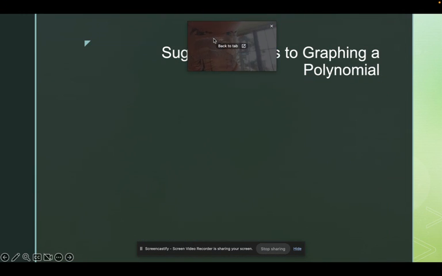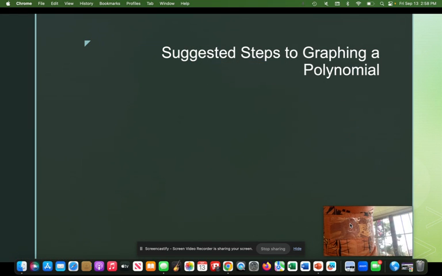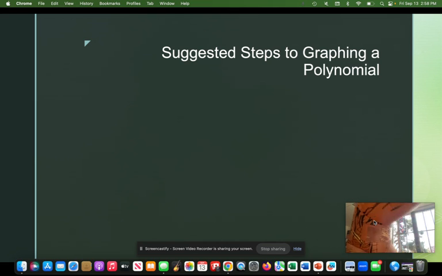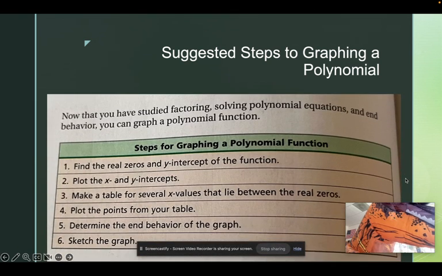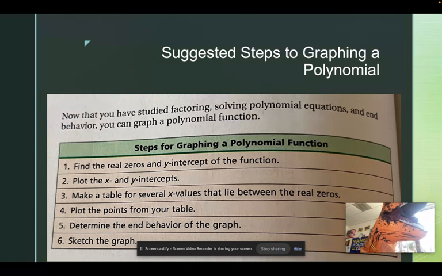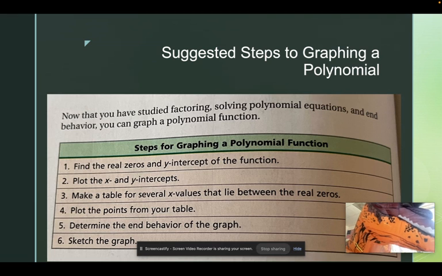Okay, so let me move myself again. Okay, so some suggested steps to graphing are these. If you want to just follow the steps, maybe go ahead and pause it. But these are the general steps you want to try taking.